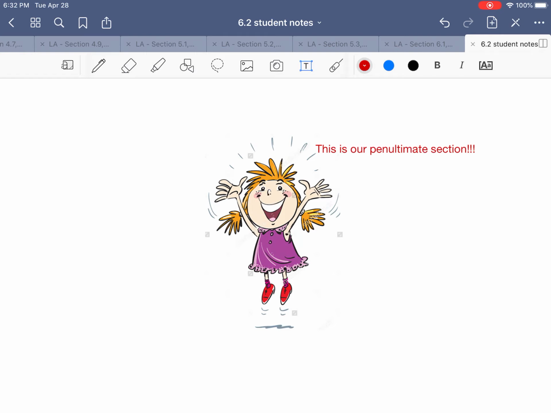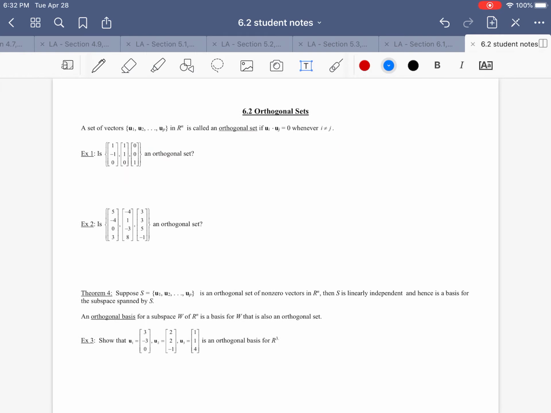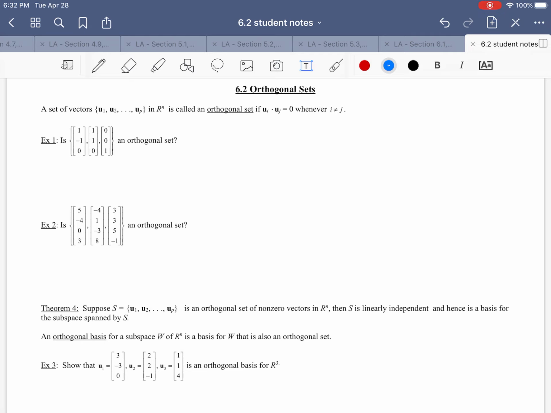All right, yay, this is our next to last section. So here we go, section 6.2 called orthogonal sets. A set of vectors is called an orthogonal set if basically everything is perpendicular to everything else.